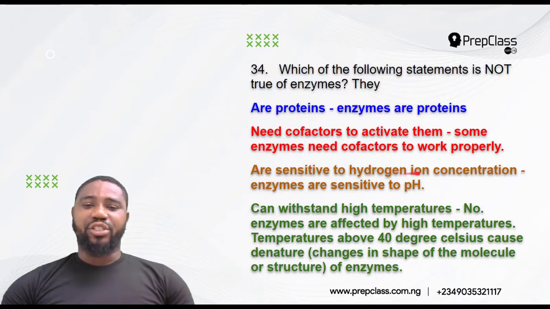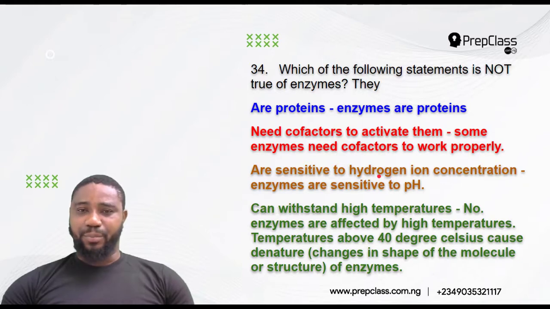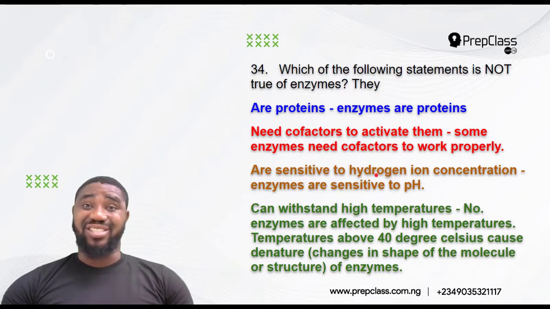Enzymes are sensitive to hydrogen ion concentration. The answer is yes. Hydrogen ion concentration simply means pH, the degree of acidity or alkalinity. Yes, enzymes are sensitive to pH. The enzyme in the mouth can only work in alkaline condition. That's thiolane. So because of that, our saliva is alkaline. I don't know about some people who don't brush their teeth, their saliva will be acidic because it will be full of ethanoic acid. If you are hygienic and you brush your teeth very well, your saliva should be alkaline. So the enzyme in the mouth, thiolane, can only work in alkaline condition.